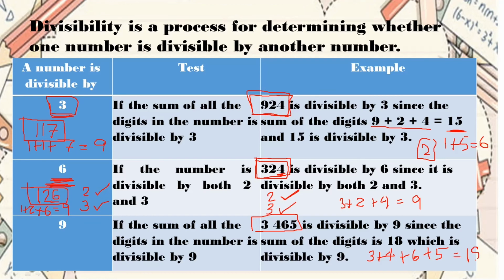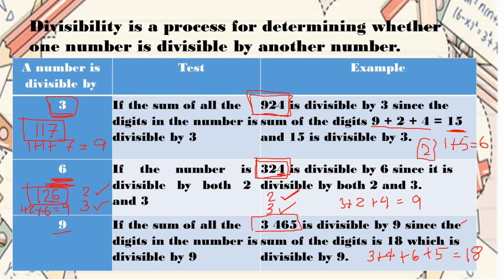So do you think 18 is divisible by 9? Yes, because when we divide 18 by 9, the answer is 2, which is a whole number. And then when we use the multiples of 9, so 9, 18, 27, and so on. So, pag exact siya dun sa ating multiple, then the number is divisible by 9. So, therefore, 3,465 is divisible by 9.